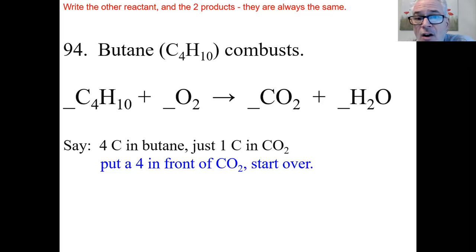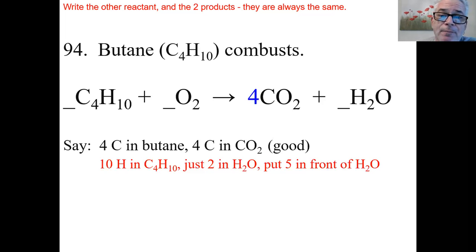Say it. 4 carbons in butane. There's just 1 carbon in carbon dioxide. We have to put a 4 in front of carbon dioxide, and we start over again. So there's that 4. See it? It's blue. Start again. 4 carbons in butane, 4 carbons in carbon dioxide. Good. There are 10 hydrogens in butane. But there's just 2 hydrogens in the water.